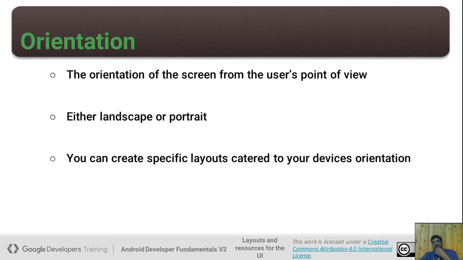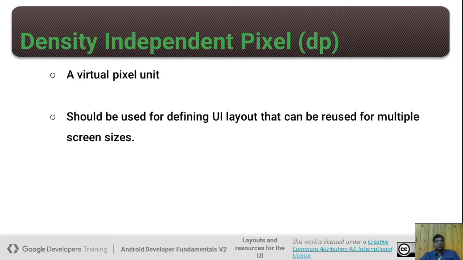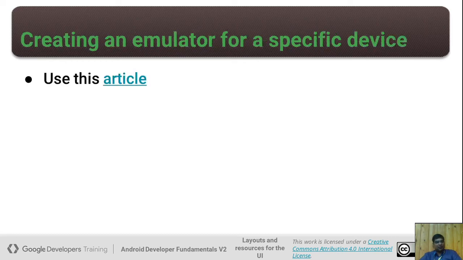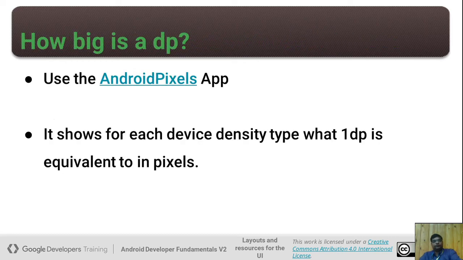Orientation is the orientation of the screen from the user's point of view, either landscape or portrait. You can create a specific layout for your device orientation. Density independent pixel (dp) is a virtual pixel unit that should be used when defining UI layouts that can be reused for multiple screens.